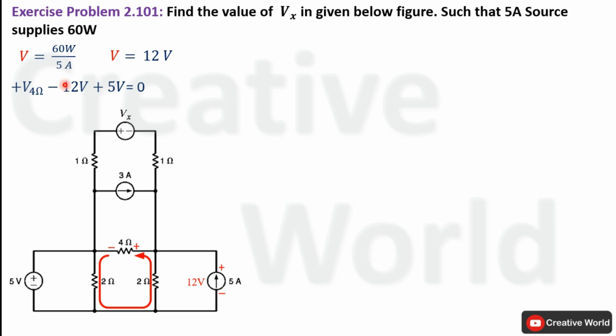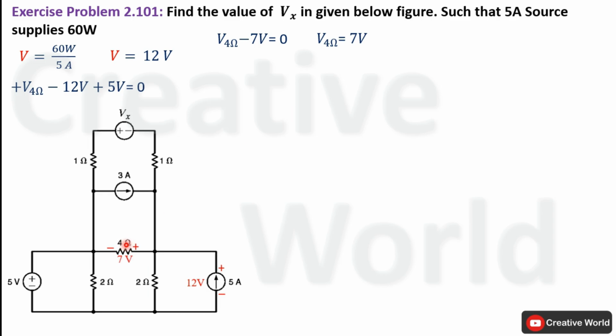Now subtract 5 volt from 12 volt, it will become minus 7 volt because larger value have minus sign along with it. Place this minus 7 volt on the other hand side of equal to calculate voltage across 4 ohm resistance, that will be equal to 7 volt. Modify the network by indicating voltage across this 4 ohm resistance.